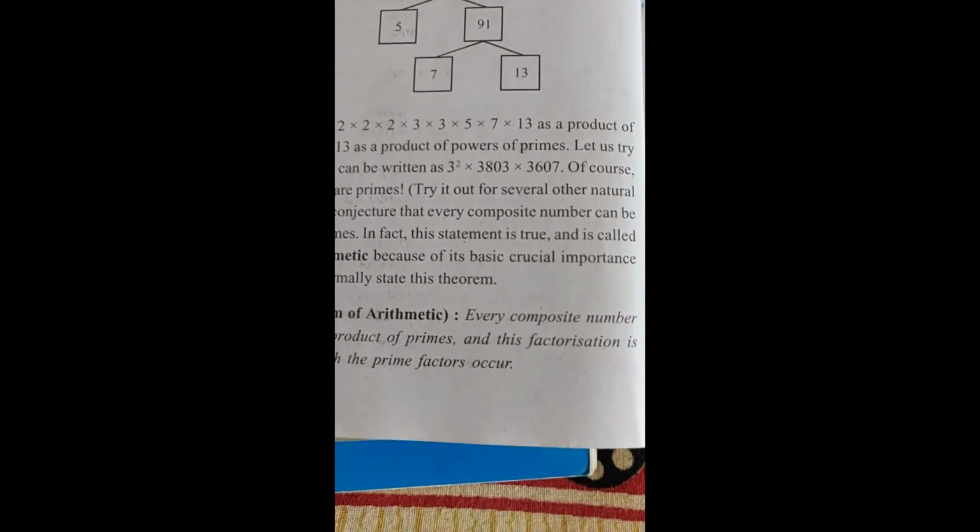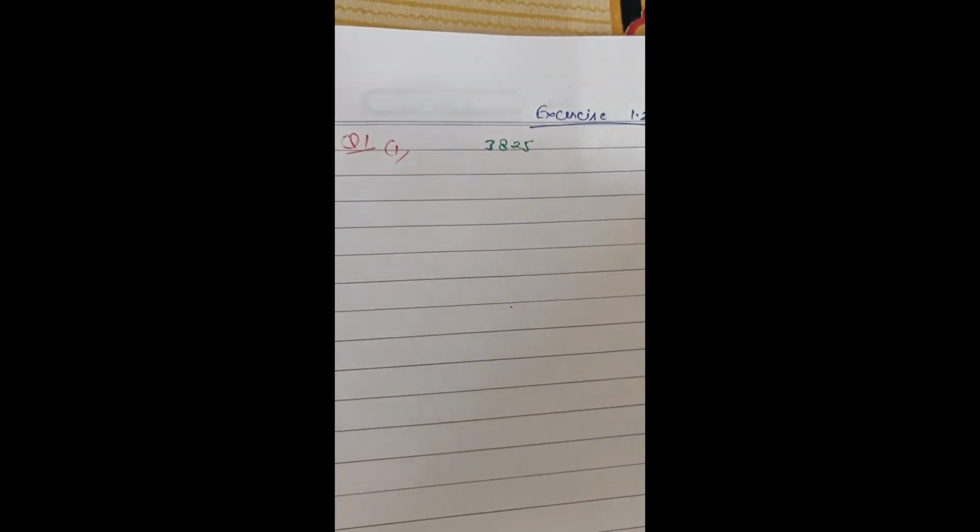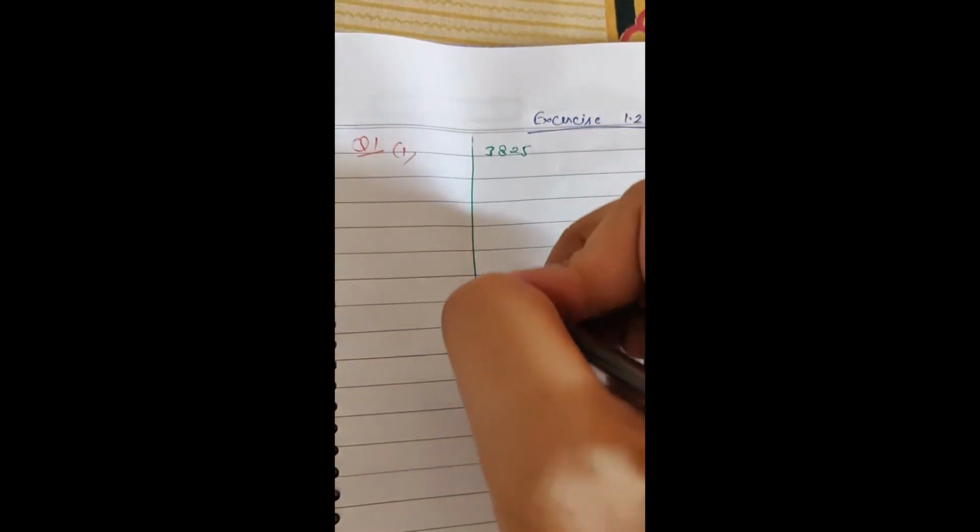Beginning with the basics, we are going through the fundamental theorem of arithmetic, which states that every composite number can be expressed or factorized as a product of primes, and this factorization is unique apart from the order in which the prime factors occur. Now for this we need an example, and for that we have chosen the number 3825. Now we are doing the prime factorization of it.